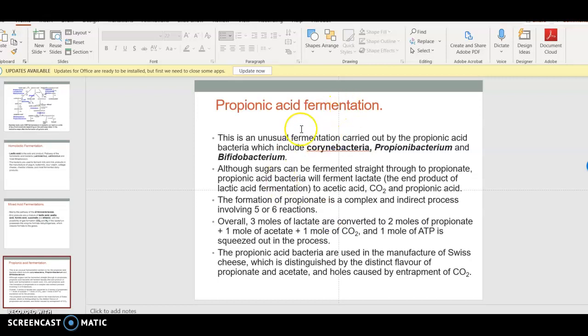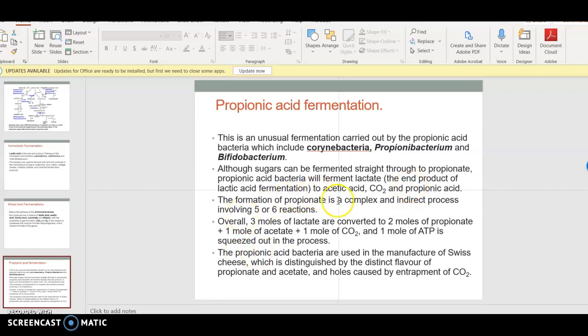Here, one of the examples is propionic acid fermentation. This is an unusual fermentation carried out by propionic acid bacteria. Although sugars can be fermented straight through to propionic acid, propionic acid bacteria will ferment lactate, the end product of lactic acid fermentation, to acetic acid, CO2 and propionic acid. Okay, because this is quite rare, only certain bacteria can undergo this process. The taste and the flavor of the food that you produce from this kind of fermentation is also unique. Okay, even the processes are very unique.